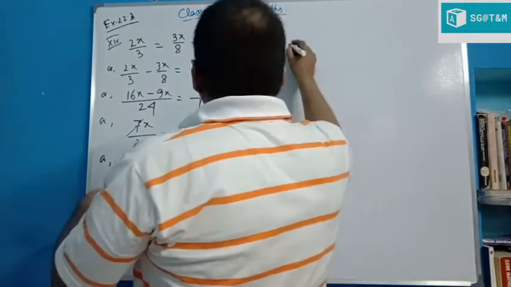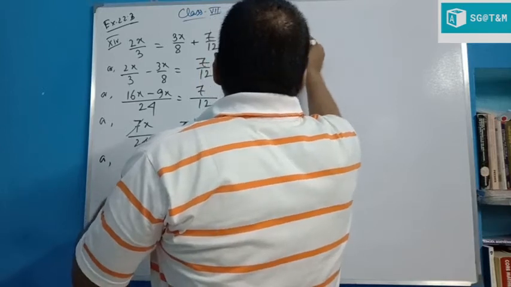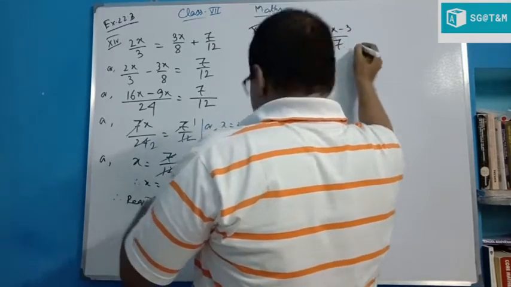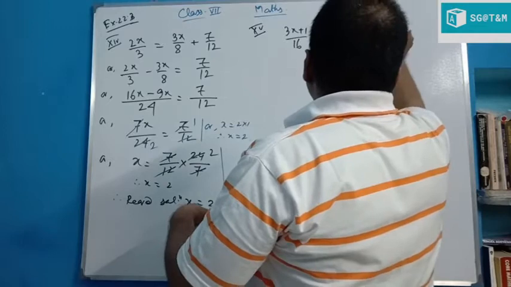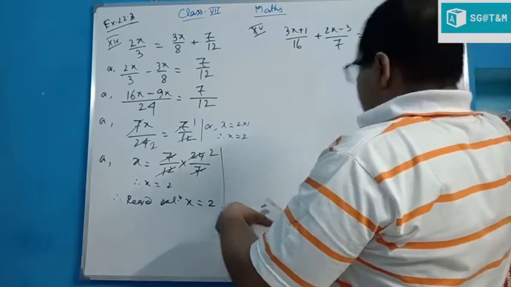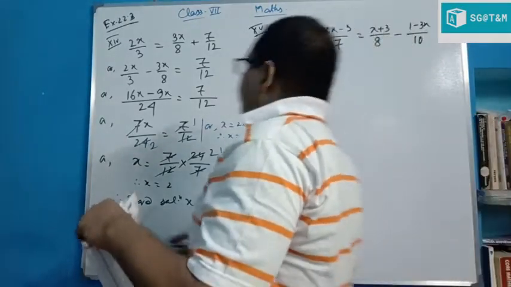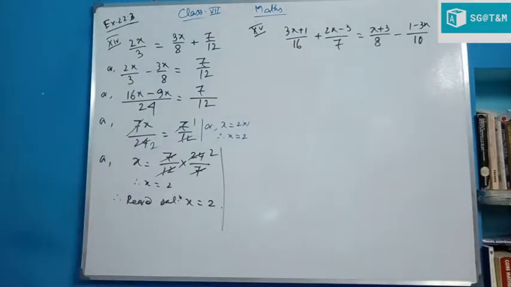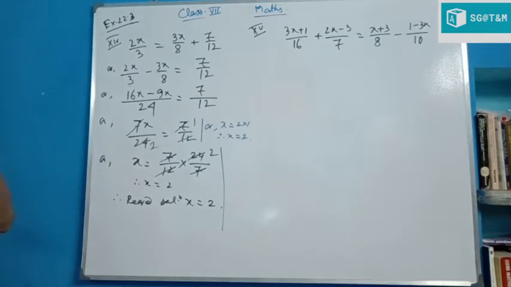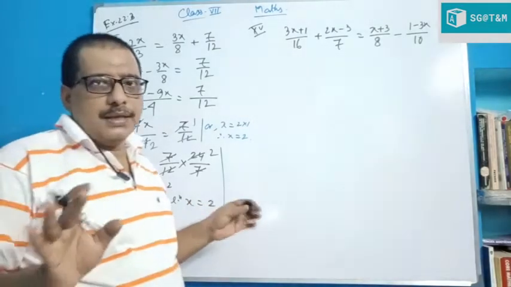3x plus 1 by 16 plus 2x minus 3 by 7 is equal to x plus 3 by 8 minus 1 minus 3x by 10. Initially you may find the LCM, then you can solve it, or break it part by part, then you can solve it. There are so many processes to solve this equation.